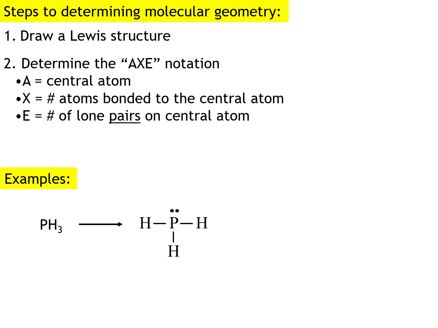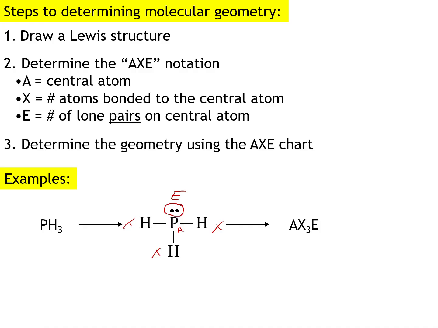A is the central atom, and there's always only going to be one central atom. If you have 2 of them bonded together in the middle, you're going to do one at a time. Then X's are the other atoms, and each pair of electrons on the central atom is an E. So this one ends up being AX3E. We look at the chart, over on the right-hand side, and we see that it is a trigonal pyramid.